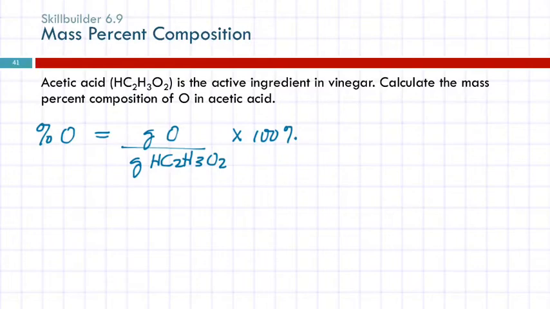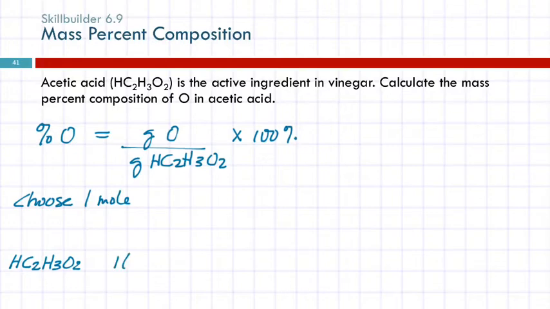And so what we're going to do is find the mass of oxygen in 1 mole of acetic acid and the mass of 1 mole of acetic acid. So we're going to choose 1 mole. So we need the mass of 1 mole of acetic acid. So here's HC2H3O2. Need the molar mass.